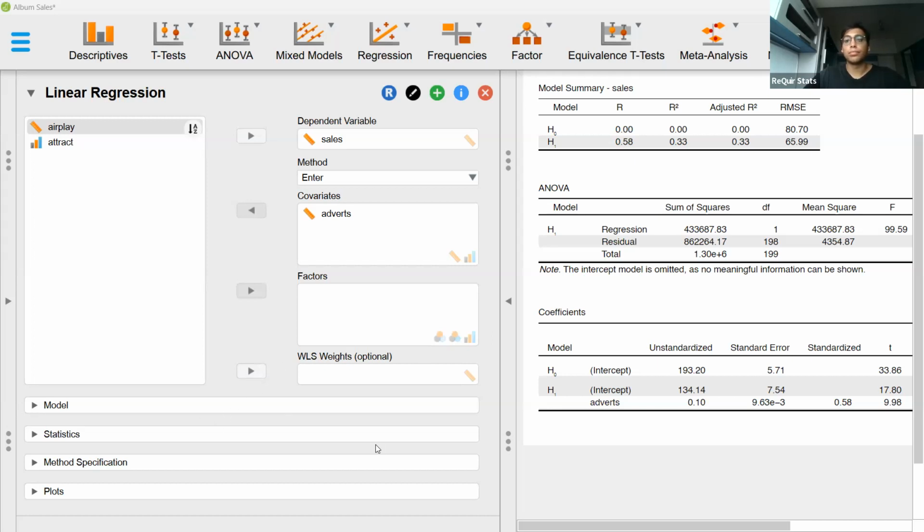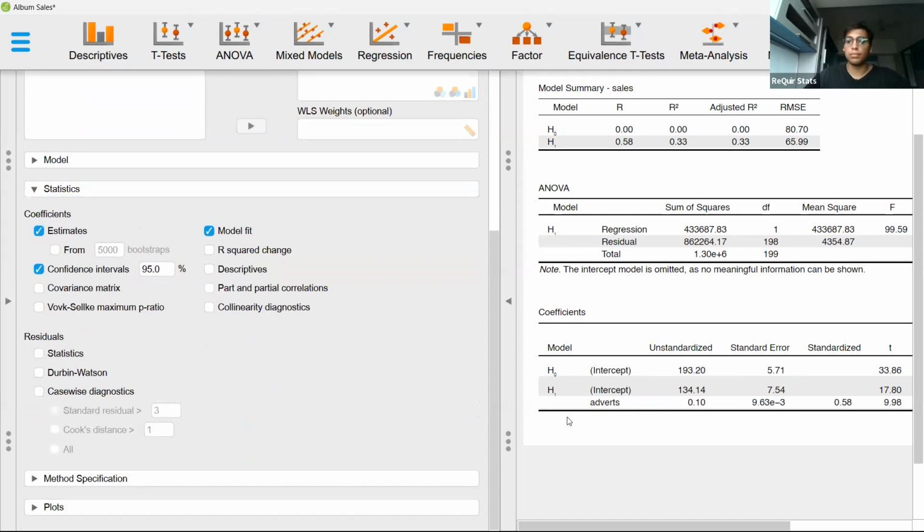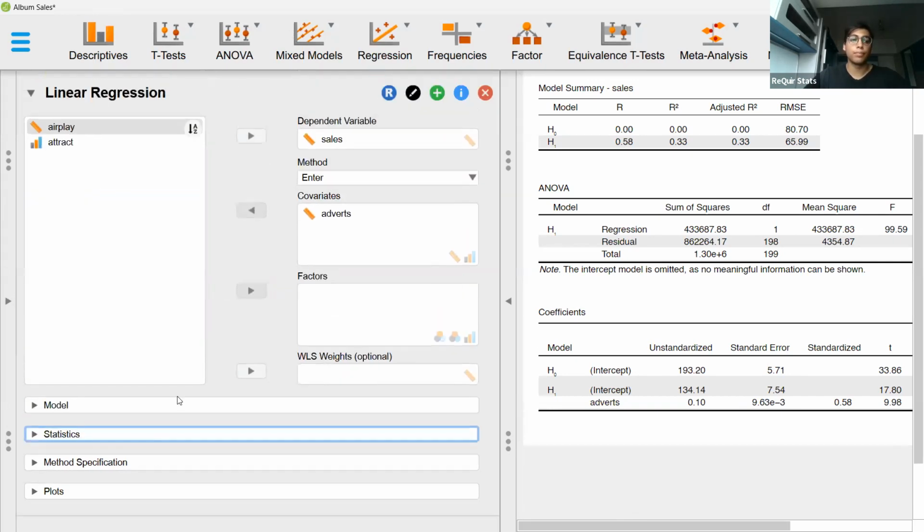Homoscedasticity, we are going to check using plots, and normality of residuals we're also going to check using some plots. That is all for statistics. The main important thing is that confidence intervals is the most important checkbox that you need to select in statistics.